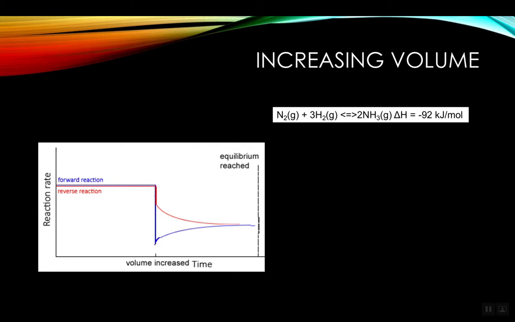If we increase the volume, we'd get the opposite. You're going to be able to pick that out because you're going to have a decrease in the concentration of everything and a decrease in the rate of everything. You'd see a similar pattern if this was an aqueous equilibrium and we were diluting everything. Straight line down for everything.